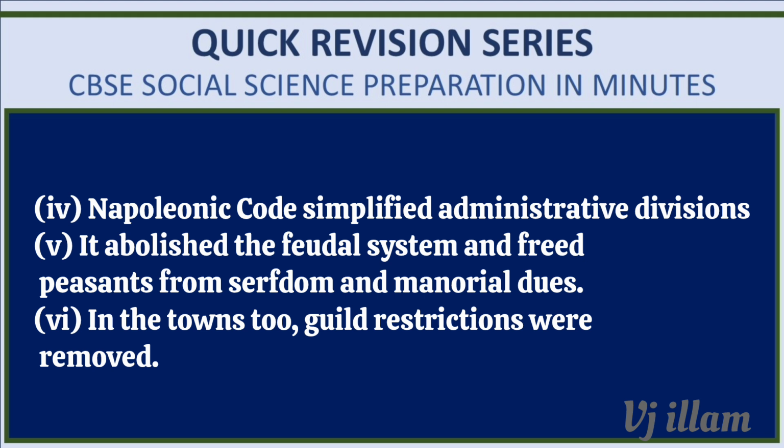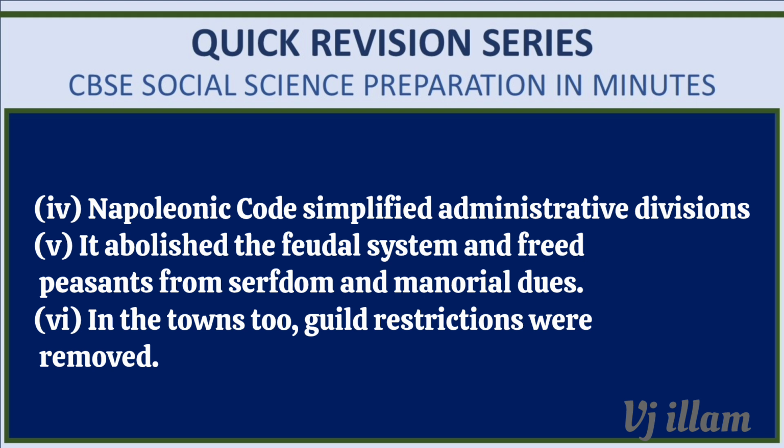Serfdom is nothing but another form of slavery. Here the peasants were not allowed to leave the nobles without permission. The nobles had the whole control. So this was abolished, and the payments paid to the nobles are called the manorial dues. That payment that the peasants gave to the nobles was also abolished. So this is one important thing which was done in the Napoleon Code, which abolished the inequality between the peasants and the slaves. And sixth point, in the towns too, guild restrictions were removed.